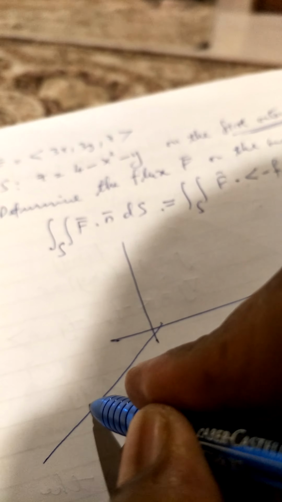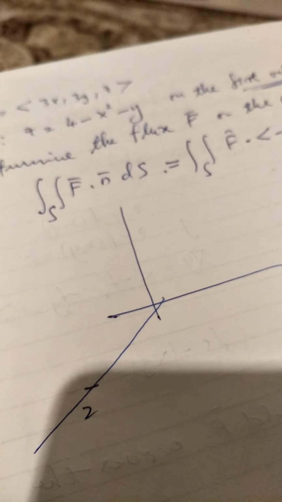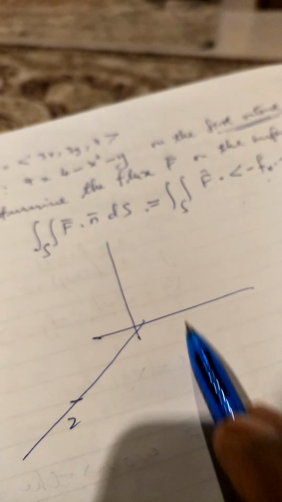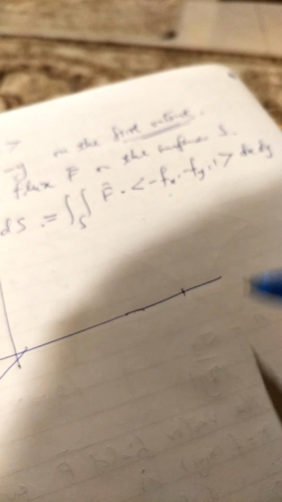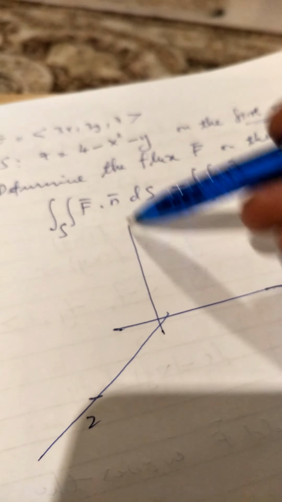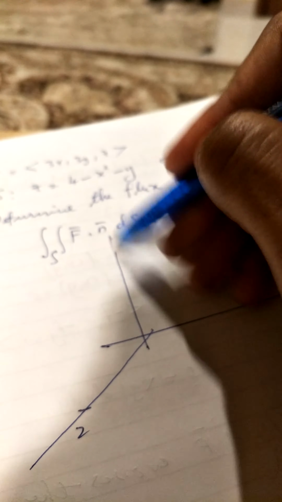So let's say x equal to 2 is here. Then on the y-axis, z and x are 0, so y equal to 4. So y equal to 4, probably need a little longer here. This is 4. And then on the z-axis, x and y are 0, so z equal to 4 as well, so that's 4.